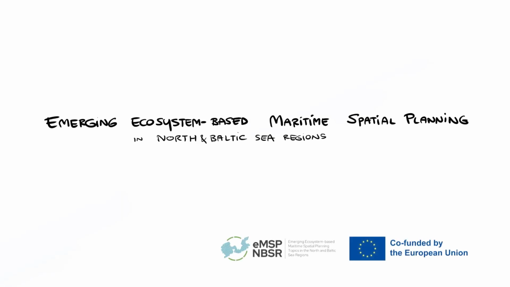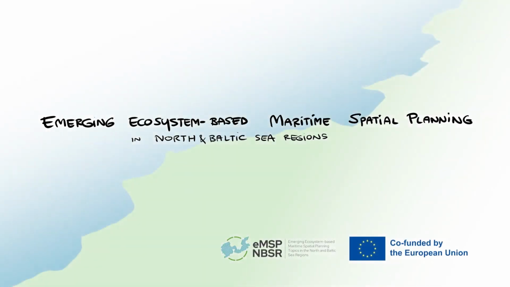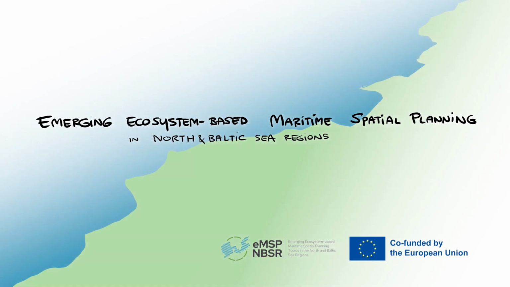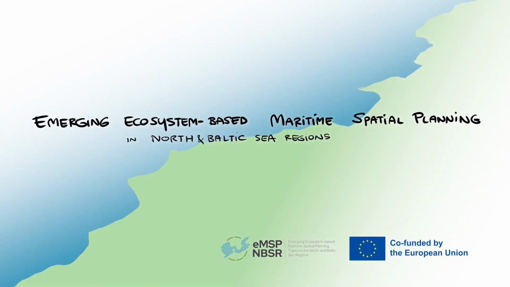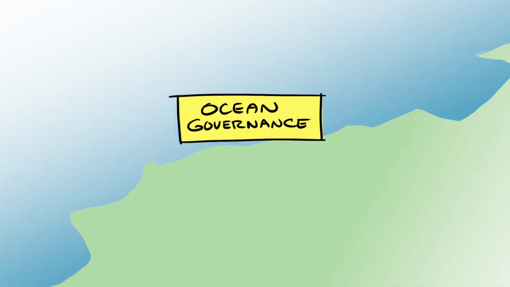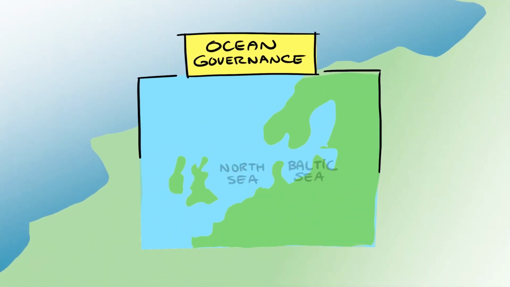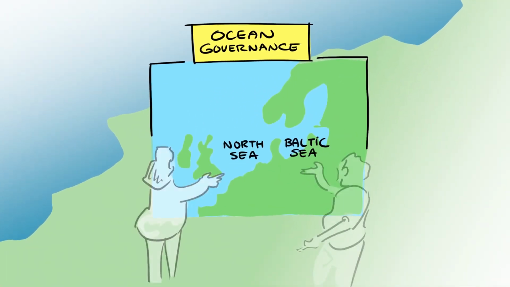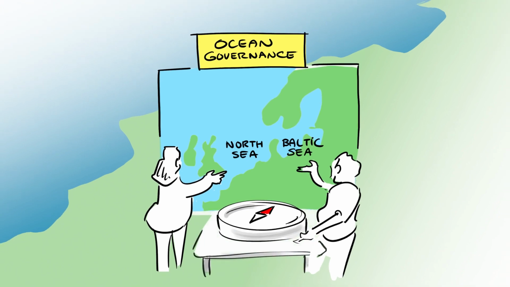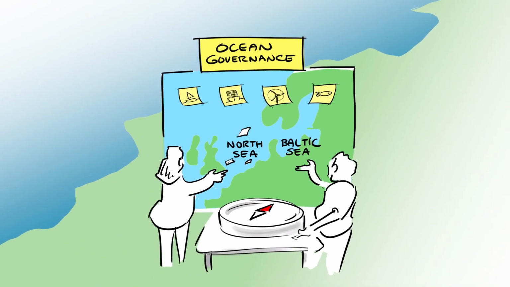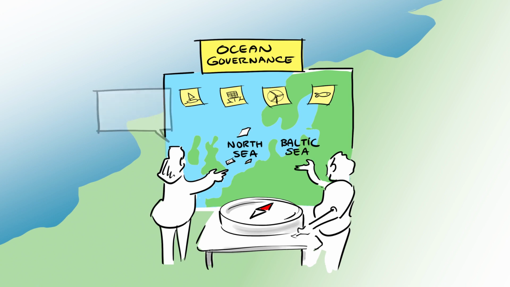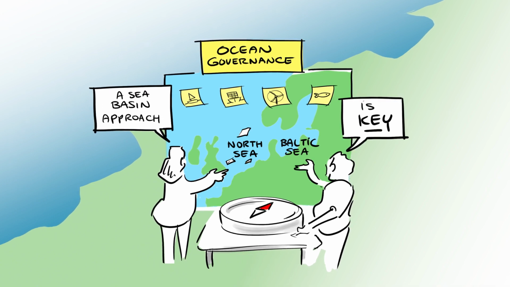Maritime spatial planning is meant as a tool to manage the use of our seas and oceans in a safe, efficient, and sustainable way. To be able to ensure this, governments and users of, in our case, the North and Baltic Sea, need to work in an integrated cross-border way when planning and managing existing and new emerging activities at sea. In short, a sea basin approach is key.